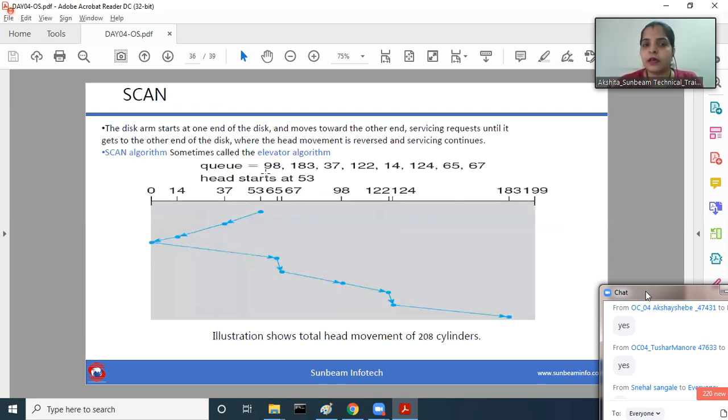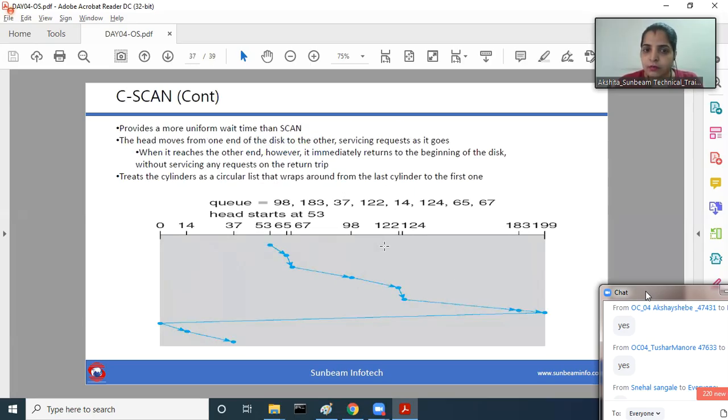Scan में क्या था? Return journey में भी it was servicing. C-scan में it will not serve anyone in its return journey, and it will come back to this location and then it goes, right? Rishi, how it decides its direction.